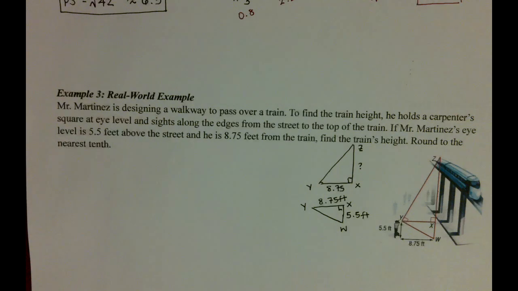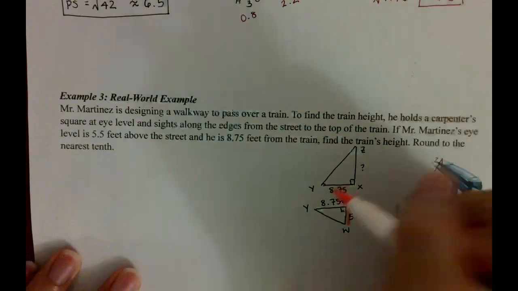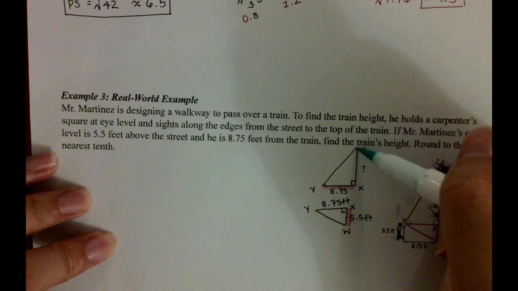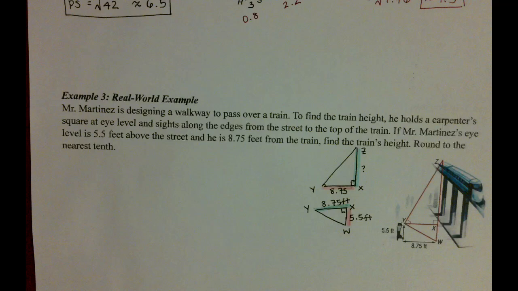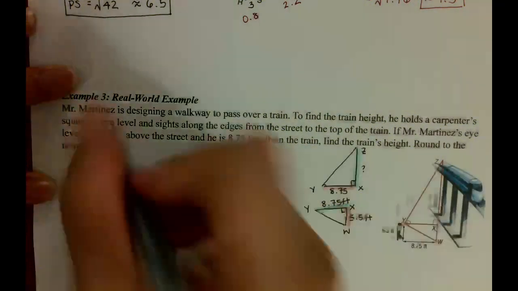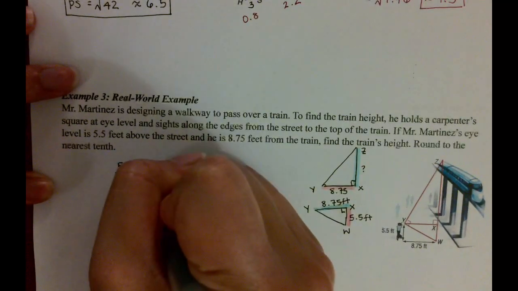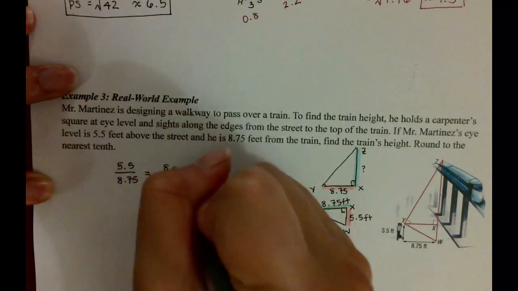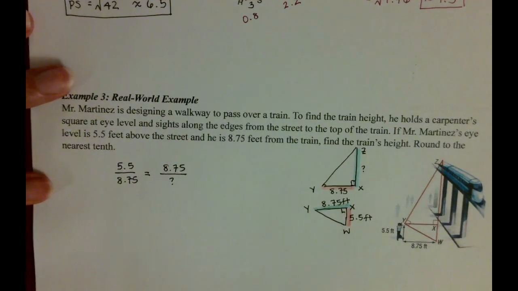Here I'm going to label what corresponds to what. This short leg corresponds to this short leg, and this long leg corresponds to this long leg. Then let's set up the proportion. I'm going to do 5.5 over 8.75 equals 8.75 over my unknown. You can pick whatever letter you want.